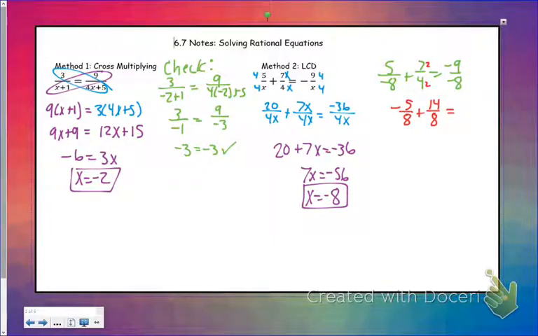And on the right side, I have two negatives. A negative divided by a negative becomes positive. So both of these are 9 over 8, which means my solution works.